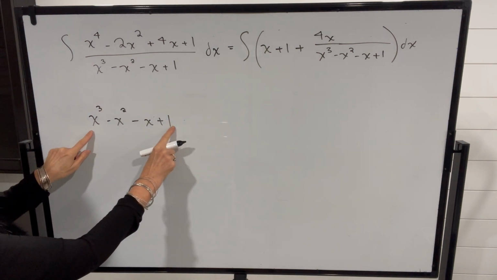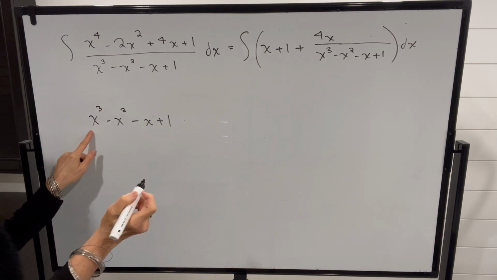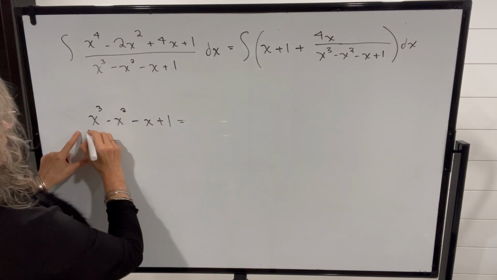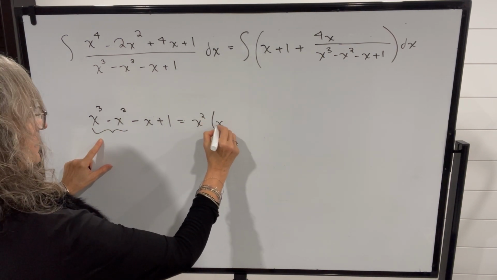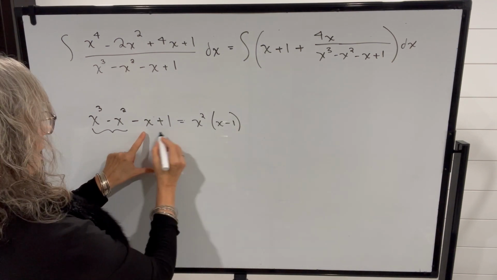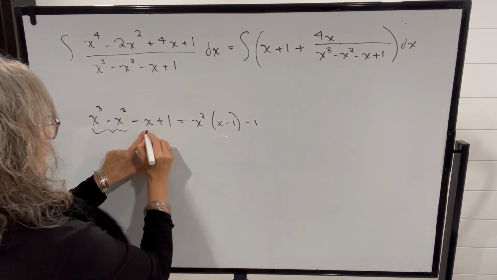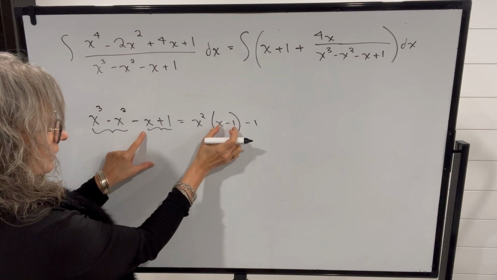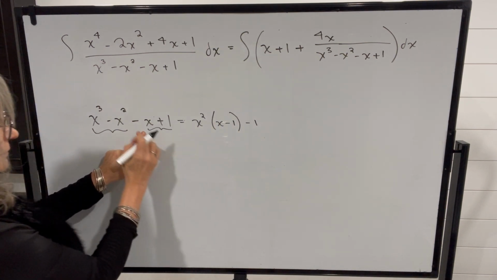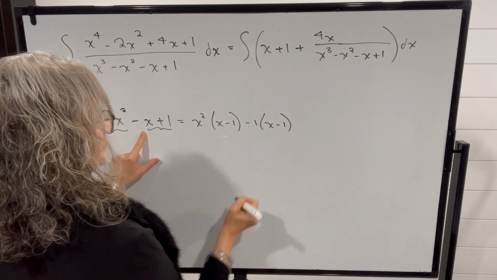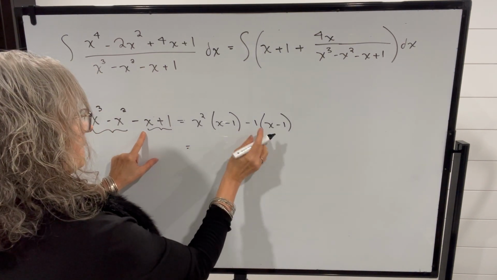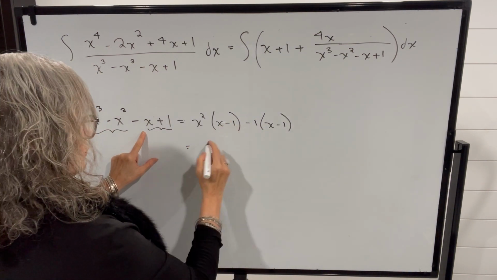In order to factor this, I have four terms, so I'm going to do factoring by grouping. So I'm going to factor out an x squared out of those two terms, and I'm going to be left with x minus 1. I'm going to factor out a negative 1 out of these two terms, because I'm looking to get an x minus 1 factor. So if I factor out a negative 1, that will give me x minus 1. Factor out an x minus 1 out of each of these.